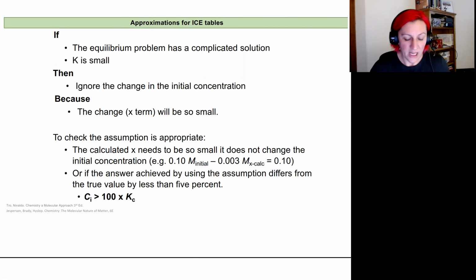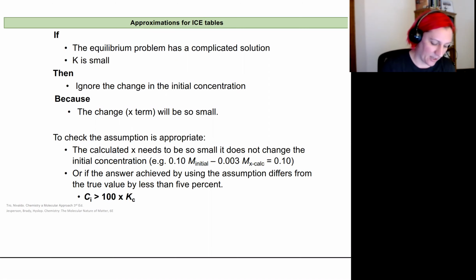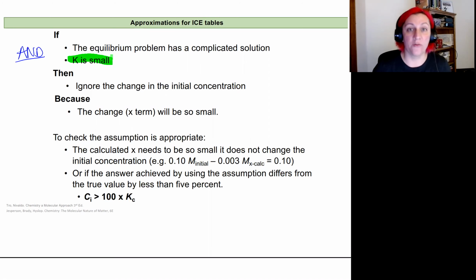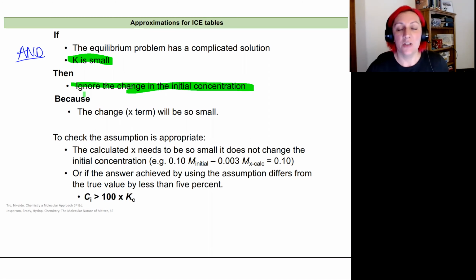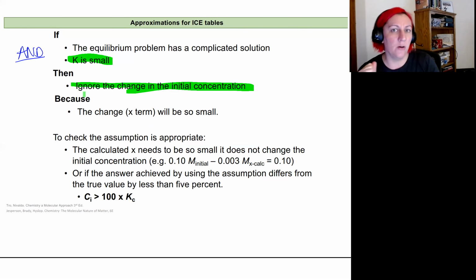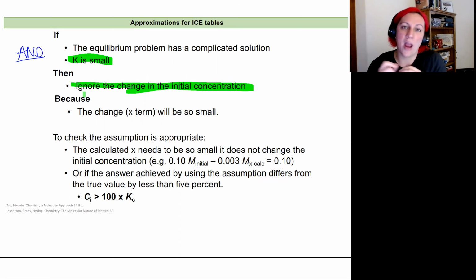So in general, if, this is the big if, the equilibrium problem is complicated to solve, and there's a big and here, I should put, and K is small or very different, then we can ignore the change in the initial concentration. That's right, because if K is really small, that means we're not going to form a lot of our products. Now, we still need to know how much we're going to form, especially when we're working from zero. But it means that whatever change is going to occur from our initial concentration will be so small that it'll actually be a rounding error. Like we won't have enough significant figures to actually track that change.